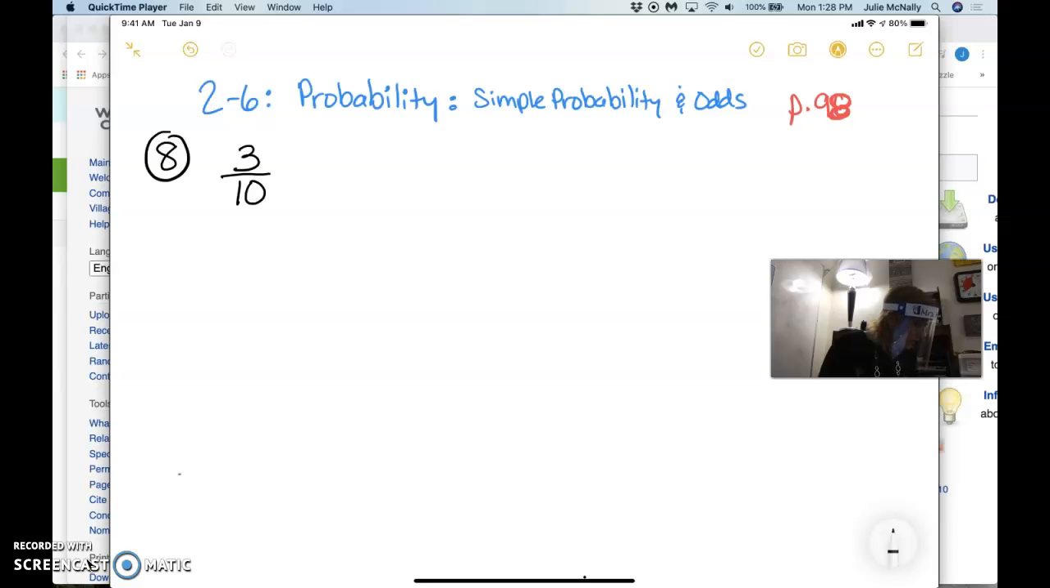And number 9, an even number less than 8. How many even numbers are less than 8 on our spinner? How many even numbers are there less than 8 on that spinner? 3. There's 2, 4, 6. So again, there's 3 out of how many? Now this one gets trickier because this time I think we're just looking at the numbers less than 8. So how many numbers are less than 8? 7. So this time we're out of 7.